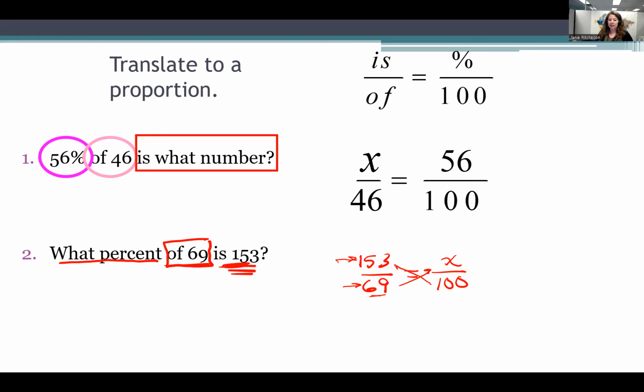So obviously, we're going to get an answer bigger than 100%, right? So if we cross multiply, we have 69 times x, which is 69x, equals 153 times 100, which is 15,300. And then to solve, we're going to divide both sides by 69. And if we divide that by 69, we get 221.7%. It's a big percent because our part is bigger than our whole.